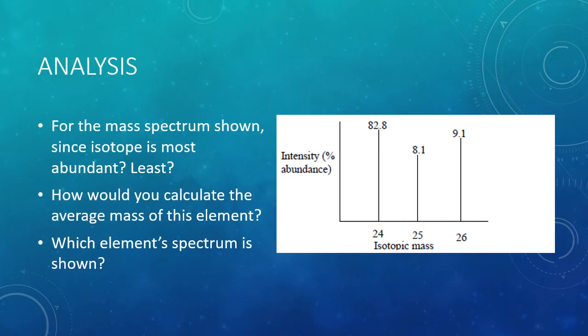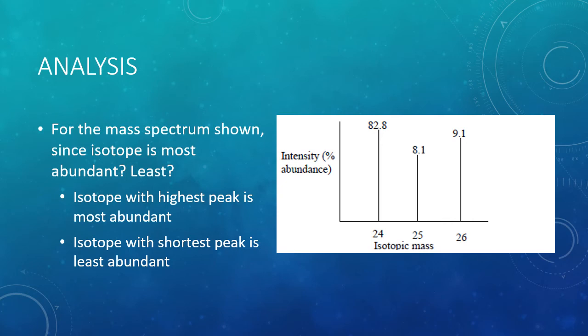Things you might be asked to analyze regarding a mass spectrum. You might be asked to consider which isotope is the most abundant for what you collected data for, or conversely, which one is the least abundant. You might be asked to calculate the average mass for the element, or you might be asked which element spectrum is shown. So let's work through how you would determine the answer for each of these prompts.